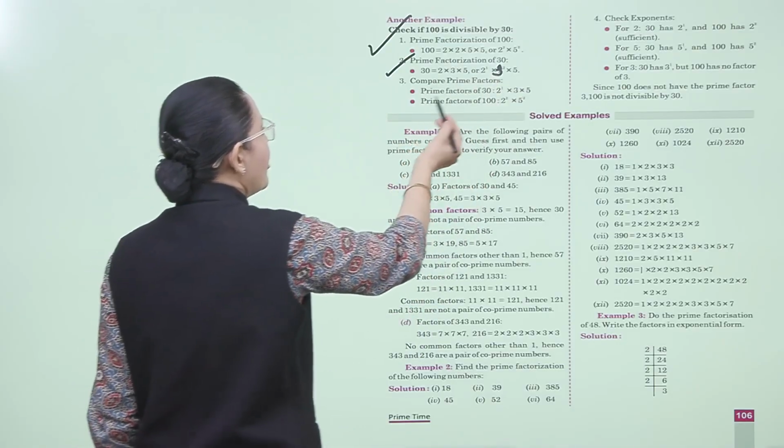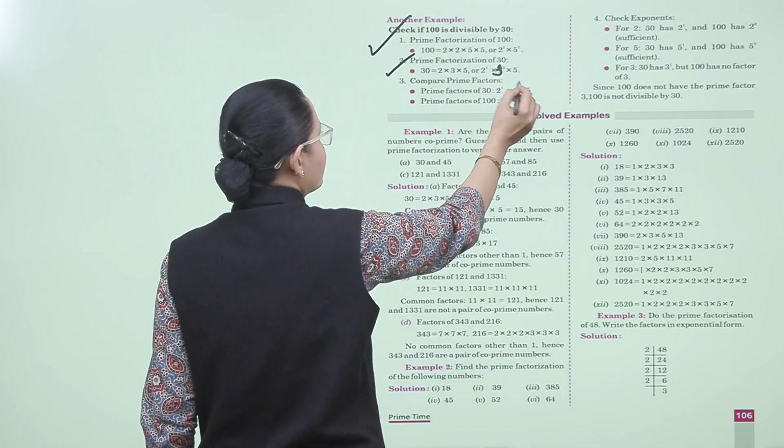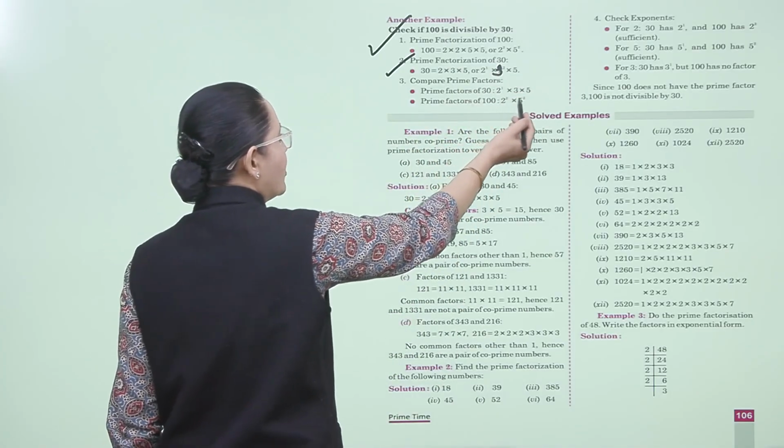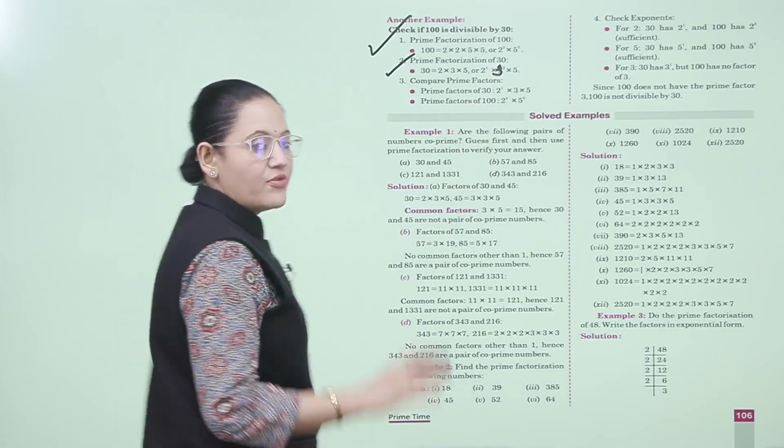Clear? Now the prime factorization of 30: 2 to the power 1, 3 to the power 1 and 5 to the power 1. The prime factors of 100 are 2 to the power 2 and 5 to the power 2. Now we'll check the exponents.